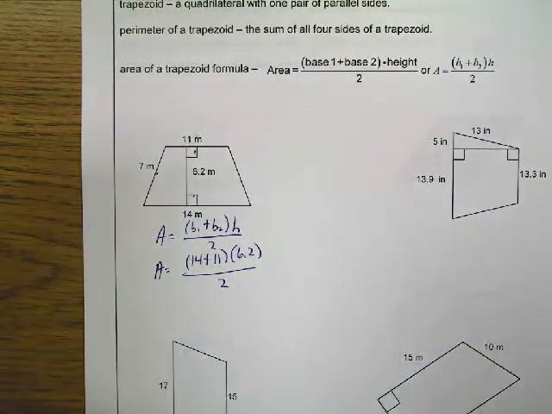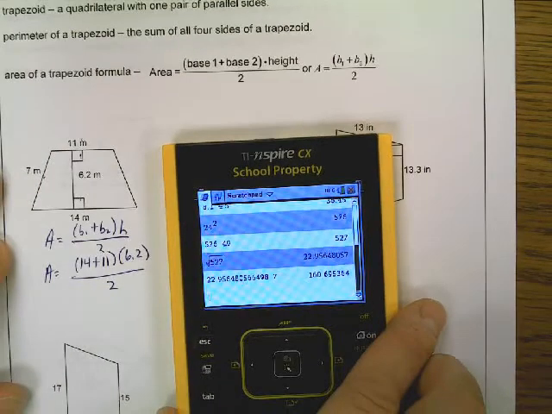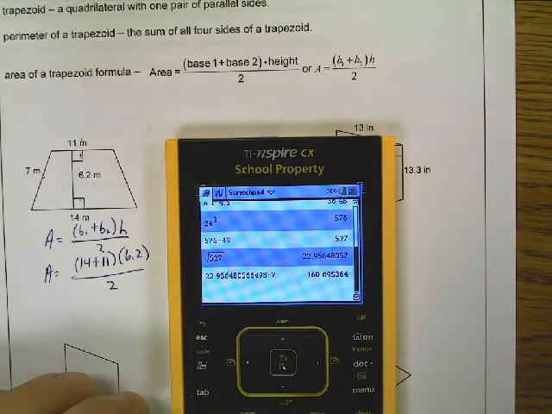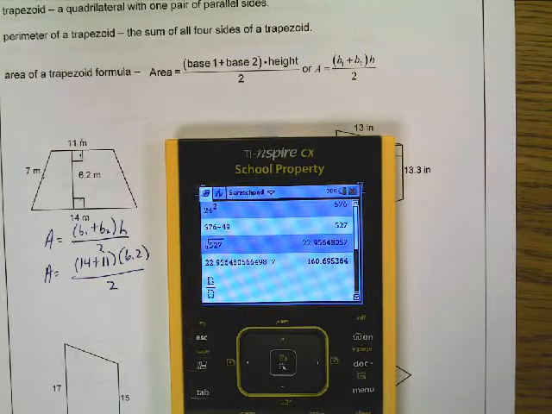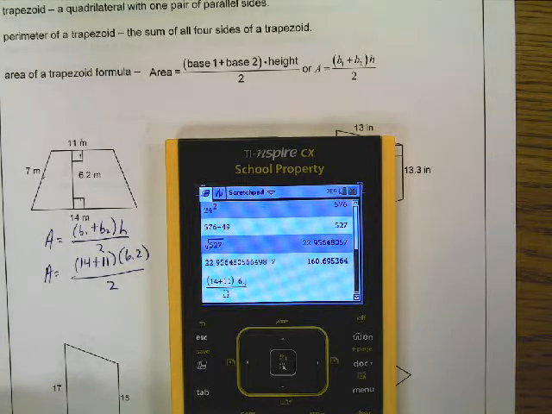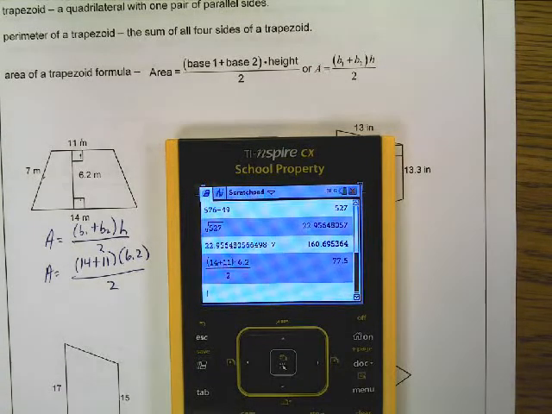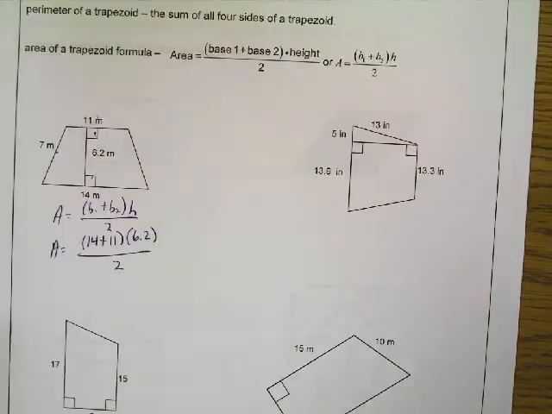You write it out like this, and when you put it in the calculator here, you want to be sure that you type it in exactly like that. So you want to do Control Divide and get a fraction. Then you want to do your parentheses, 14 plus 11. And then you can either do parentheses 6.2, or you could just do times 6.2, and it'll put a little dot there. And then over 2. And you get 77.5.